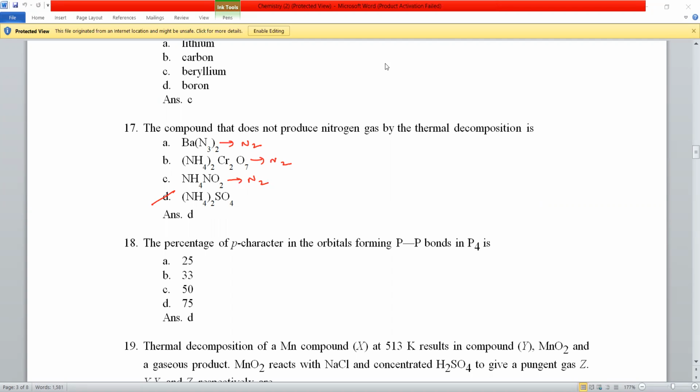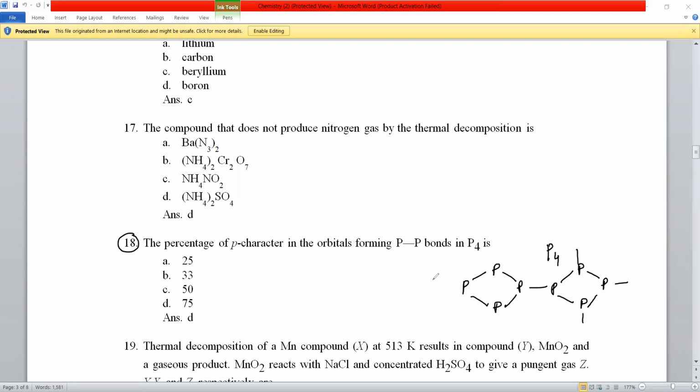Next, question number 18. The percentage of p character in orbitals forming P-P bonds in P4. We know very well P4 is tetrahedrally bonded, whereas red phosphorus has a polymeric structure. Tetrahedrally bonded means it is sp3 hybridized. They're asking about p character in sp3 hybridization: s is 25%, then the remaining p is 75%. So option should be D.